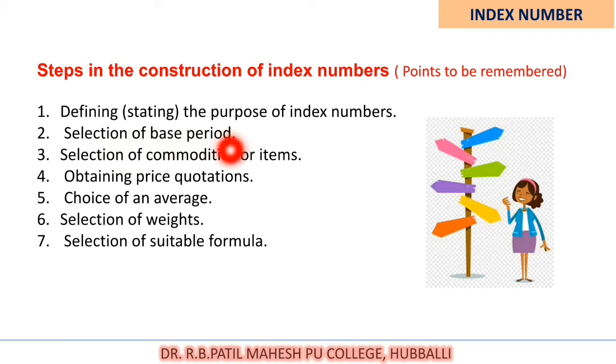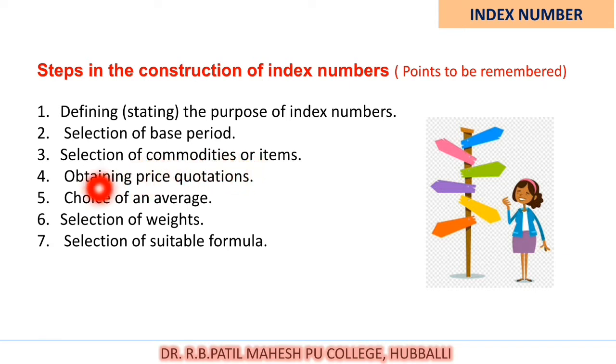To compare the prices, we have to choose one base period. For example, consider 2020 as the current period. For comparison purposes, we have to select the base period, that is 2019. So 2019 is the base period. After choosing the base period, the third step is selection of commodities or items. Suppose our purpose is to find the wholesale price index number. Based on the purpose, you have to choose the items. So items depend on your purpose.